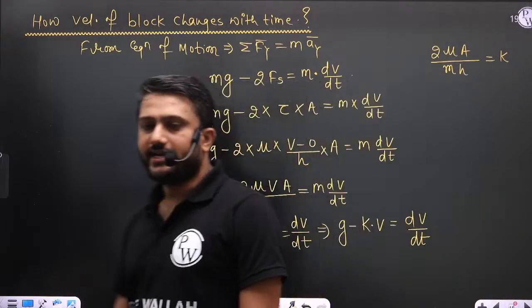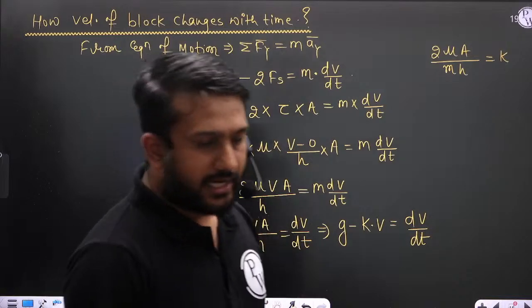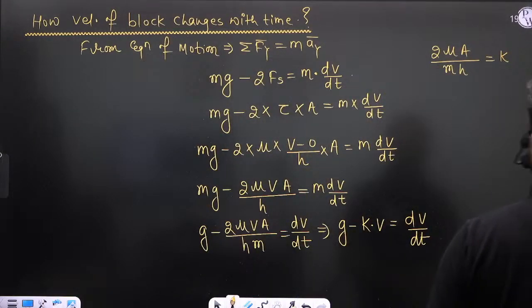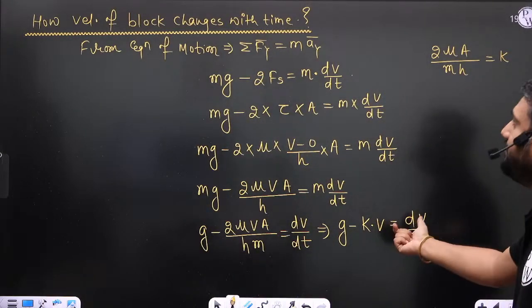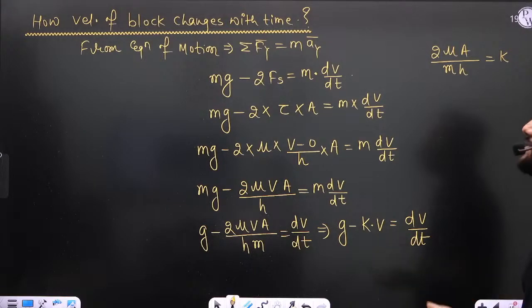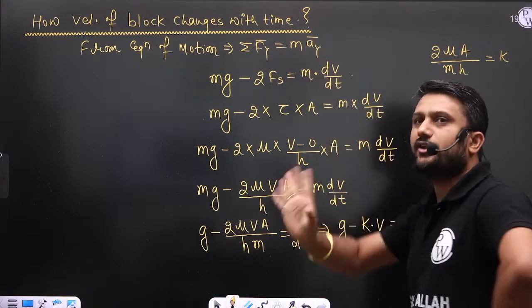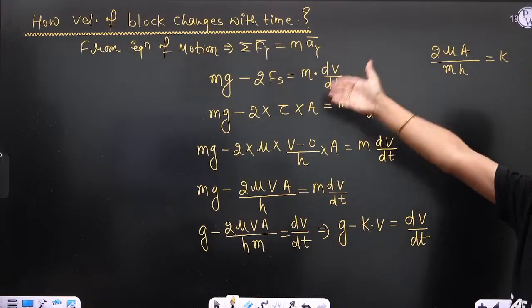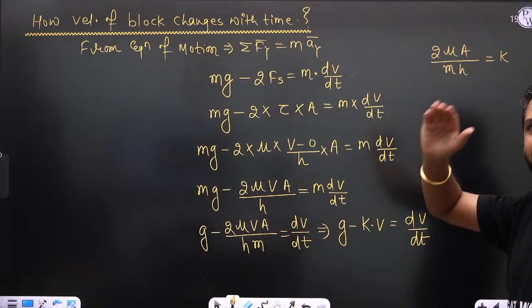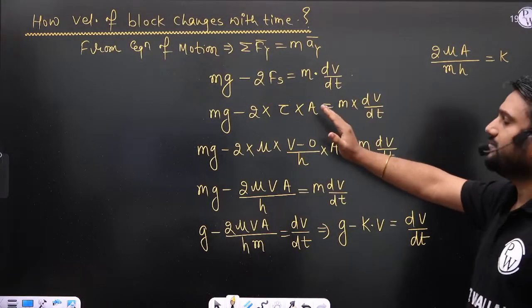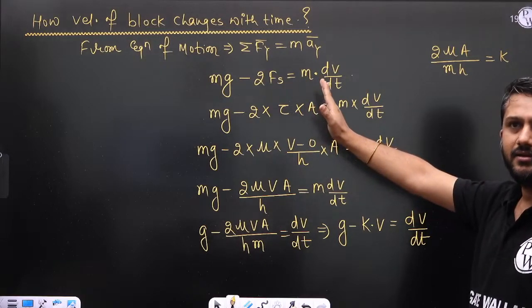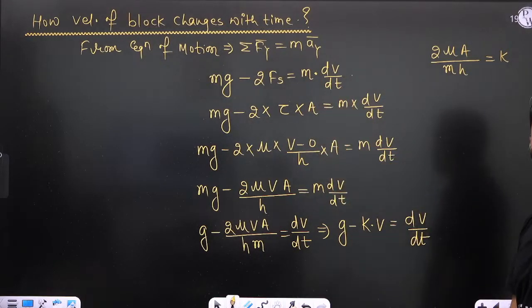So till this point it is clear to everyone? What is my objective? My objective is to find how the velocity of the block changes with time. So start from the equation of motion, from very basic. Is it clear or not?